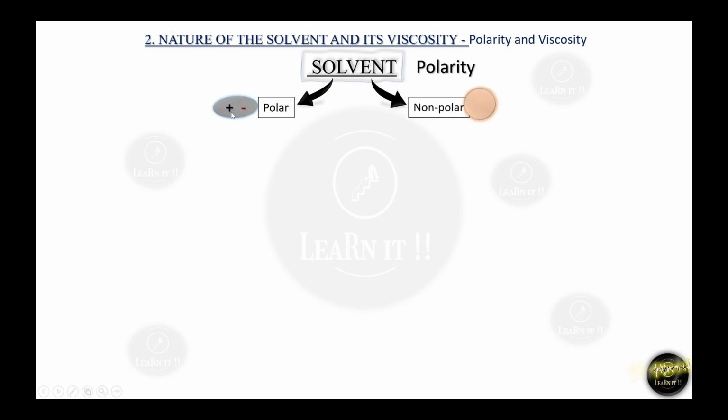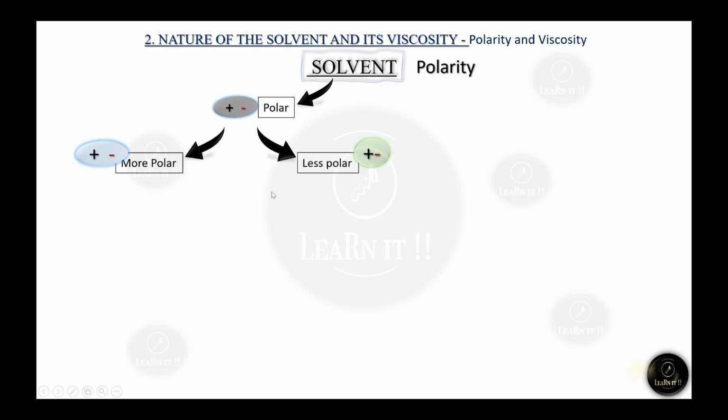Polar means the positive and negative charges are separated, but in non-polar there is no such separation. Examples of polar solvents are water, acetone, alcohol. Examples of non-polar solvents are oil, benzene, chloroform. In polar solvents there are two types: the first one is more polar solvents, the second one is less polar solvents. Even though charge separation is there in polar solvents, there is more charge separation in some and less in others.